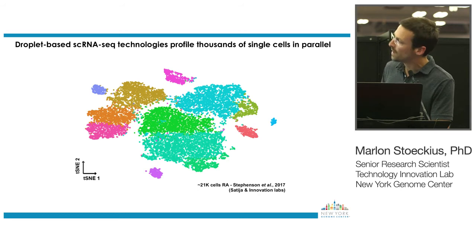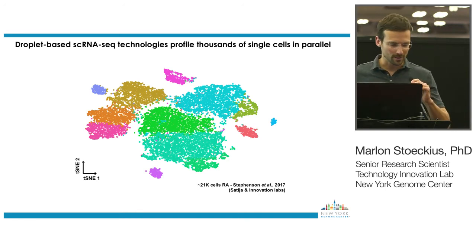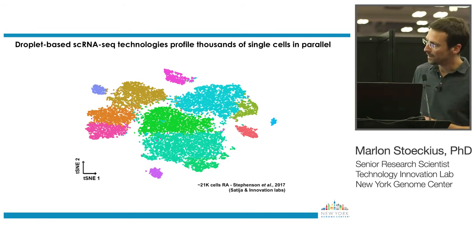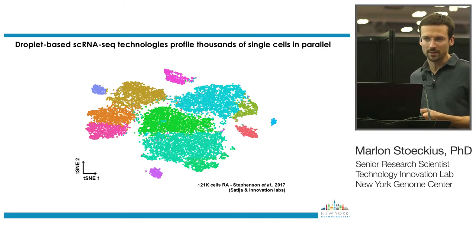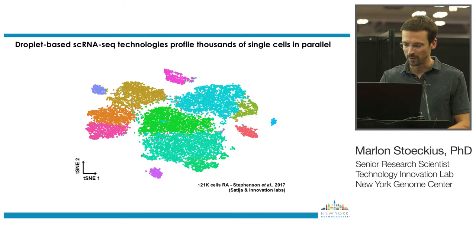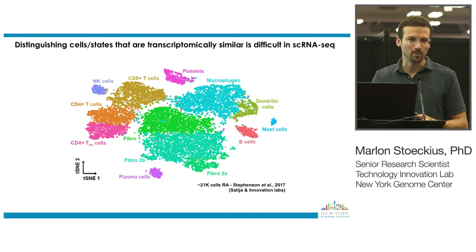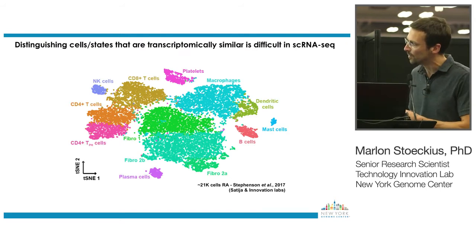And this is basically every dot here, every dot is a cell. The more alike these cells are, the more they will cluster together in these different islands. And then you can look into the gene expression profiles of these cells and give them names. So for example, B cells will be very easily distinguishable from fibroblasts.